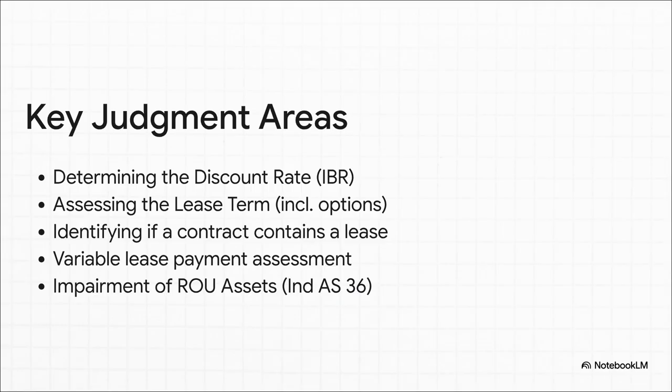First, the IBR. Auditors have to challenge its components, the risk-free rate, the credit spread, any asset-specific adjustments. Second, the lease term assessment. This isn't just about what you intend to do, it's about the economic incentives. Auditors are going to want to see evidence to back up that reasonably certain claim. Third, just identifying if there's a lease hidden inside a larger service contract. Fourth, variable lease payments. You have to distinguish between payments that depend on an index or rate, those get included in the liability, and those linked to sales or usage, which are just expensed as you go. And finally, ROU asset impairment. That's a frequent target for regulatory reviews.